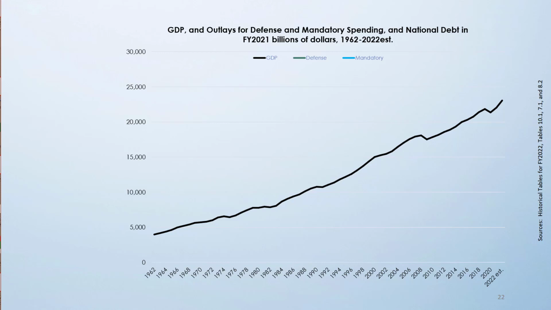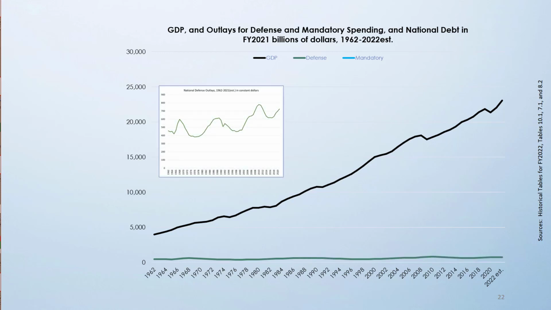Here is a line showing the growth in gross domestic product for the United States in inflation-adjusted dollars. And you can see that our economy has grown about sixfold in the last 6 decades. This green line is how much we've spent on national defense. Now, because the scale on this chart goes up to $30 trillion, the little inset shows that there's actually a fair amount of variability in the defense budget that's just lost, given this big scale.